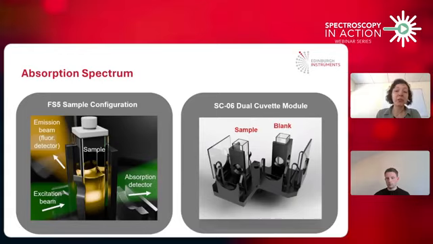The FS5 has a single beam configuration, which means that you have to measure the blank and the sample sequentially. So you can exchange the cuvettes manually, one after the other, or you can use this SC-06 dual cuvette module on the right-hand side, which you're going to see in a video, and it performs this measurement automatically.